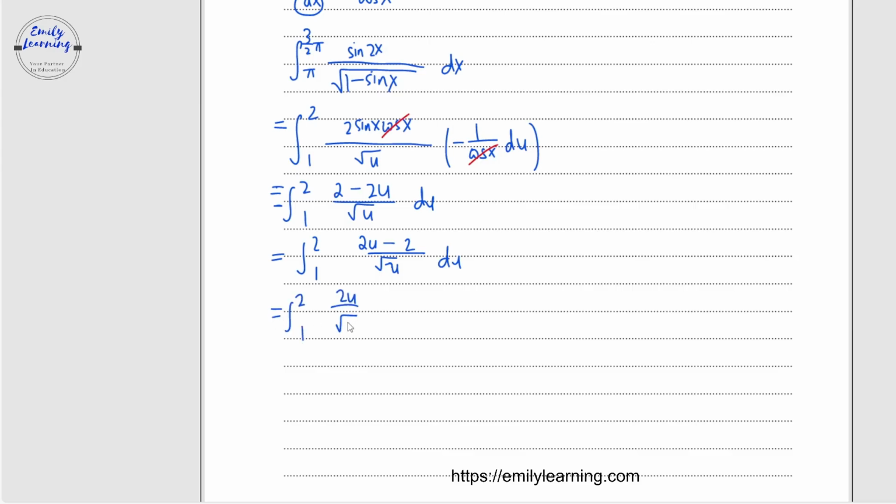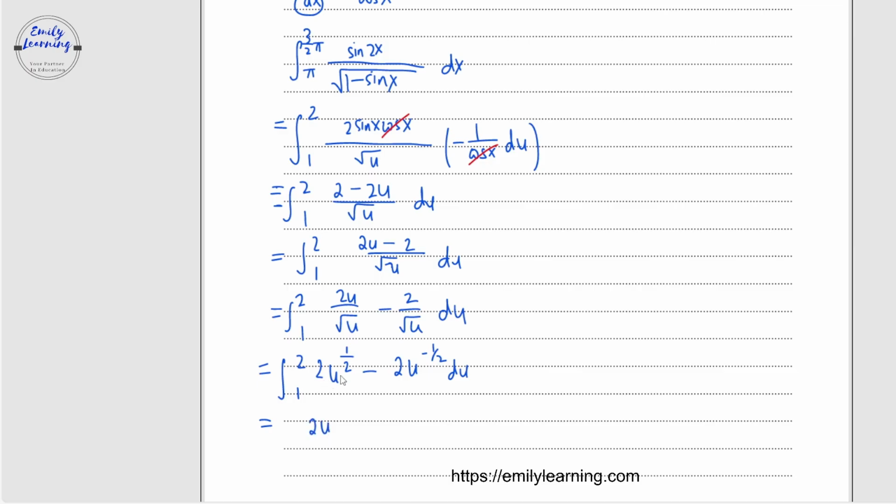I can split it into this and this. Okay? And 2u over square root u is square root u, or u to the power of half. 2 over square root u is 2u to the power of negative half. So let's do the integration.